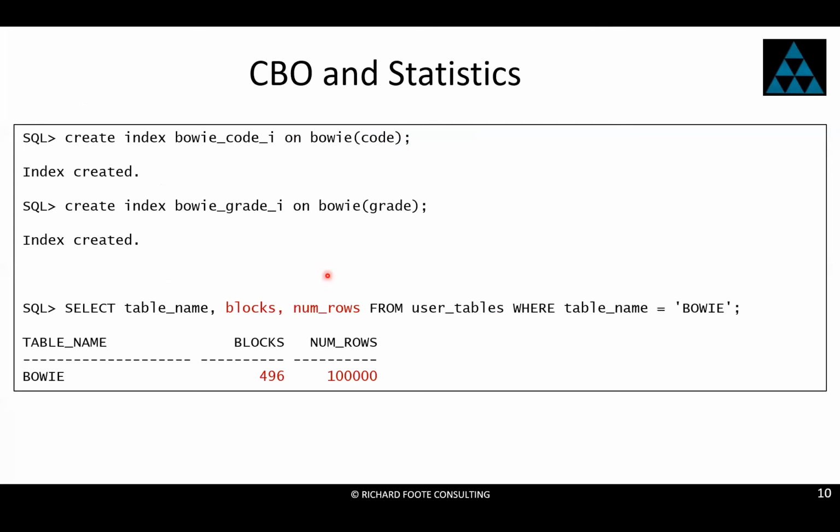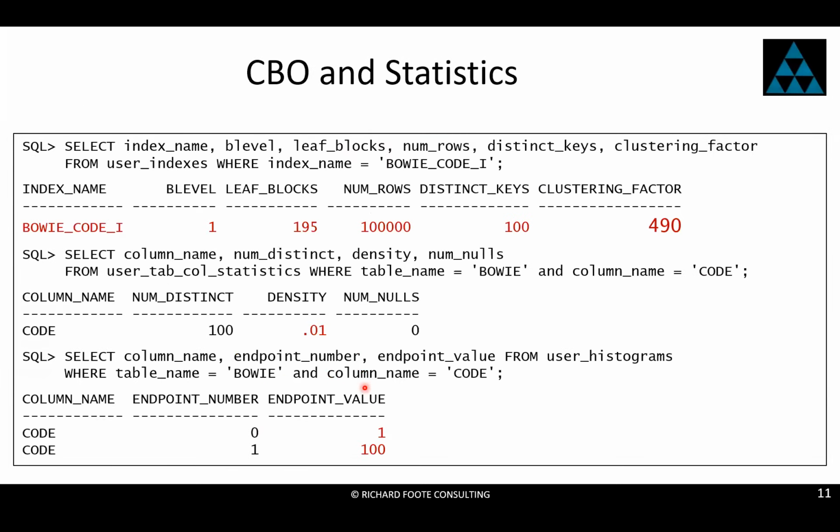So like I said, the key thing is initially the table. What's the stats on my table? I've got 496 blocks and I've got 100,000 rows in my table. Okay. Here are my statistics for my index on my code column. And we can see that it's a B level 1, which means I've got to read just one block before I get down to my leaf blocks. I've got 195 leaf blocks. I've got 100,000 rows in my index, same as my table, which means I don't have any nulls in my index. I've got 100 distinct keys. We know this. There are 100 different values.